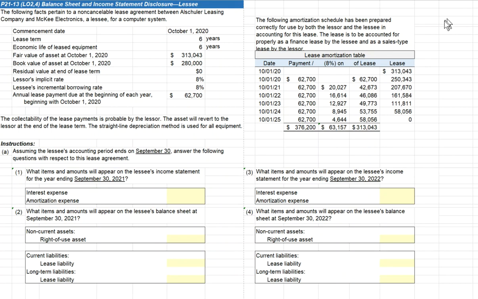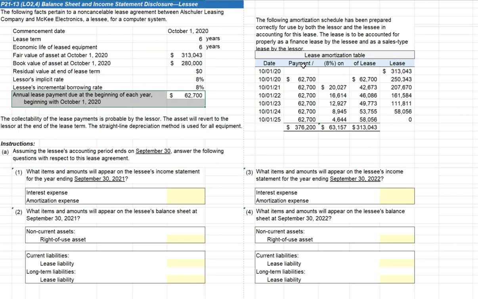In this video, we're going to walk through the basic income statement and balance sheet disclosures for a lessee. The following facts pertain to a non-cancelable lease agreement between Ashler Leasing Company and McKeeson Electronics, a lessee for a computer system. We get information regarding the commencement date, the lease term, the fair value of the asset, book values, residual values, the lessor's implicit interest rate, and the annual lease payments.